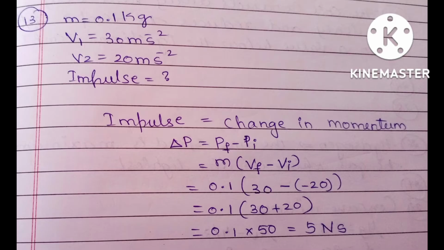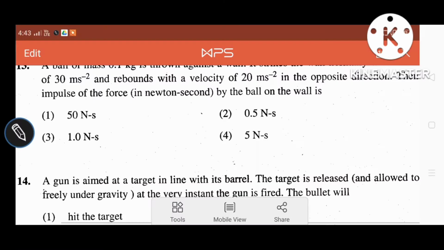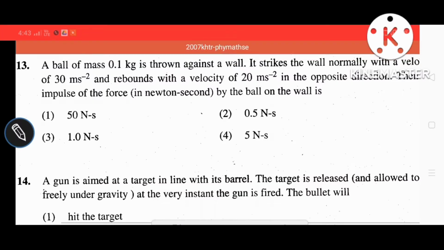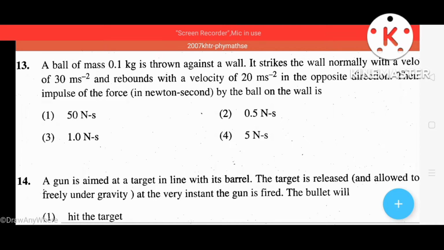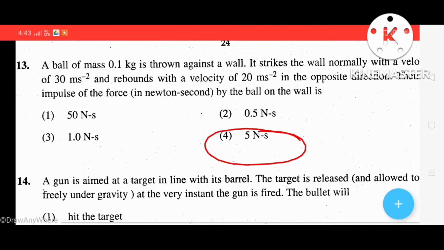Okay, so we are going to calculate the impulse here. Delta P is equal to PF minus PI. 0.1 into 50, we will get 5 Newton seconds. We are asked to calculate the impulse in Newton seconds here. Okay, we got the answer as 5 Newton seconds. That is, option number 4 will be the correct answer for the 13th one.